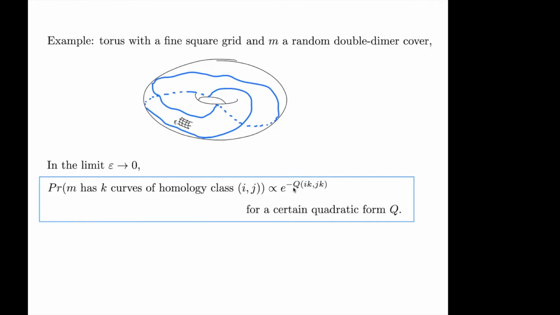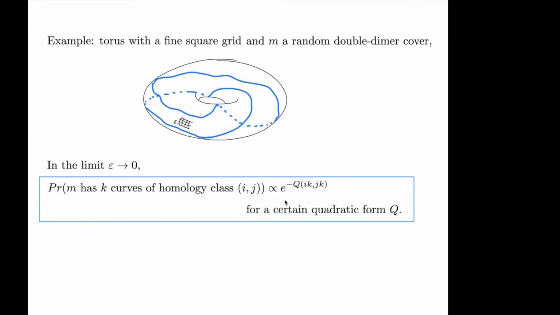This is in the limit epsilon goes to 0, and this quadratic form only depends on the conformal structure of the torus. There's lots of interesting non-trivial mathematics going into this calculation. But it can be done in this case because the torus can be diagonalized explicitly. There's a calculation one can do.